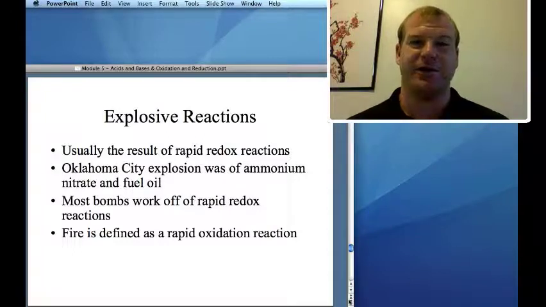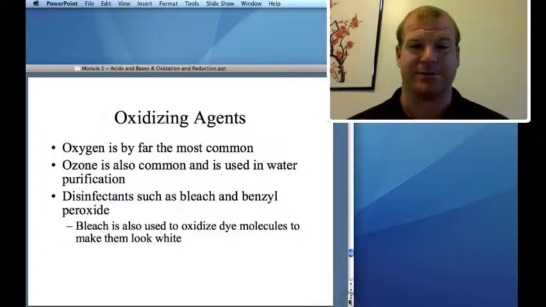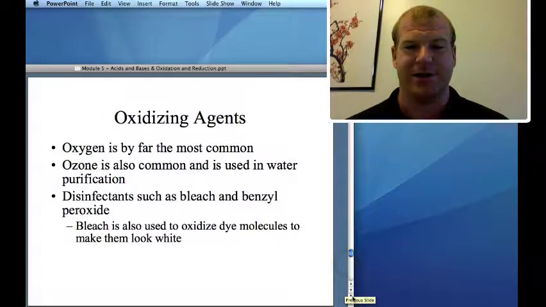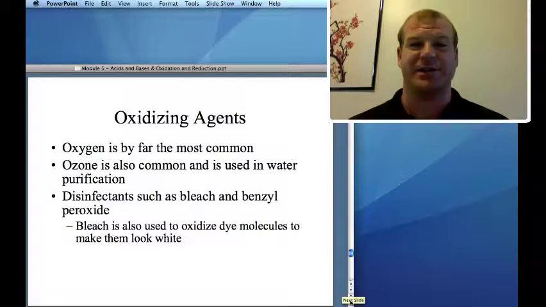Fire, for you pyromaniacs and firefighters out there, is defined as a rapid oxidation reduction reaction. So most fires that we deal with have oxygen as a part of the fire, and an easy way to put out the fire is to get rid of the oxygen, or the oxidizer.